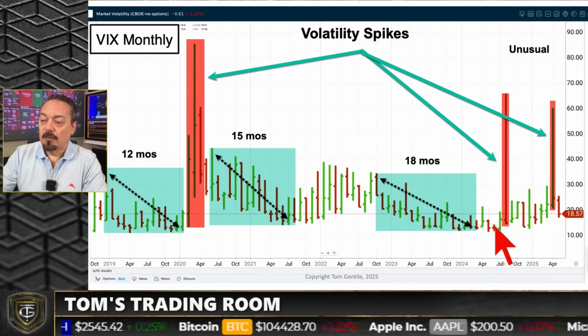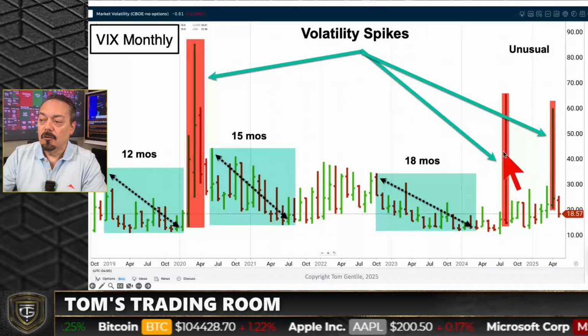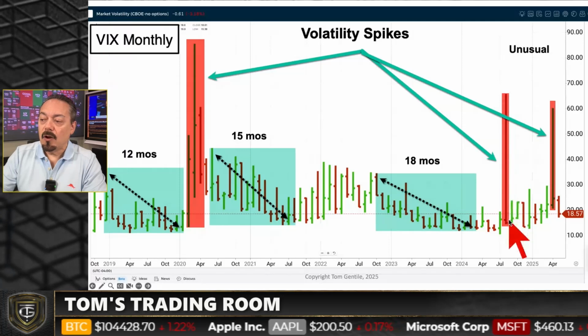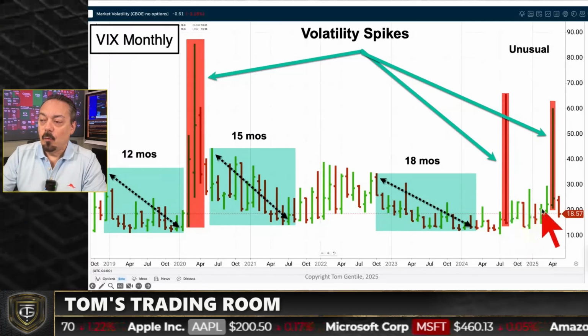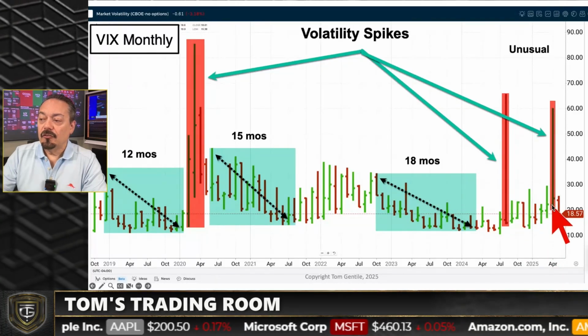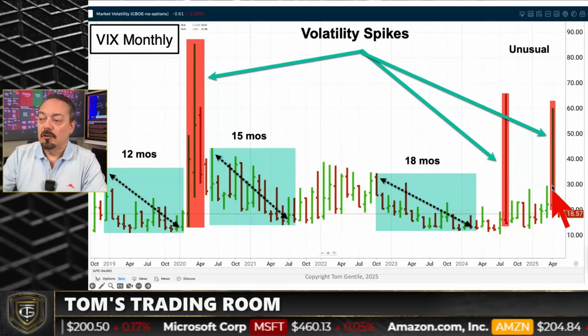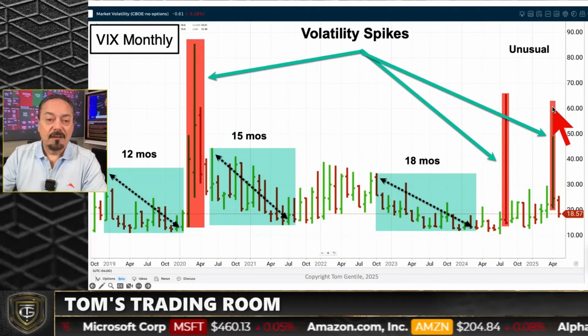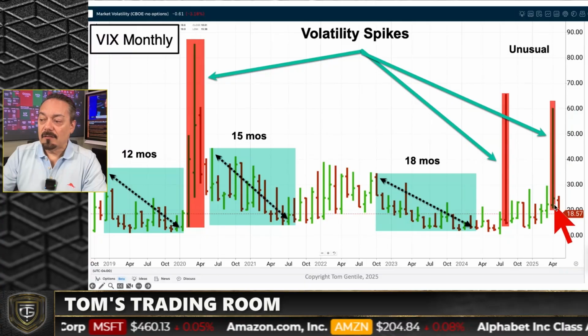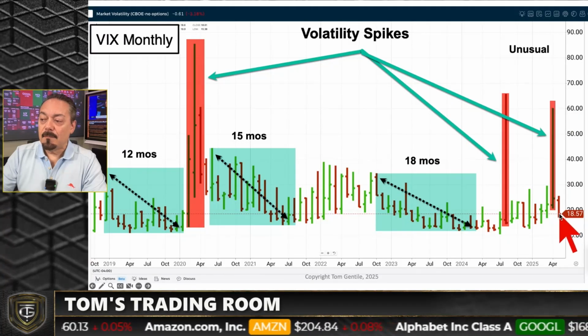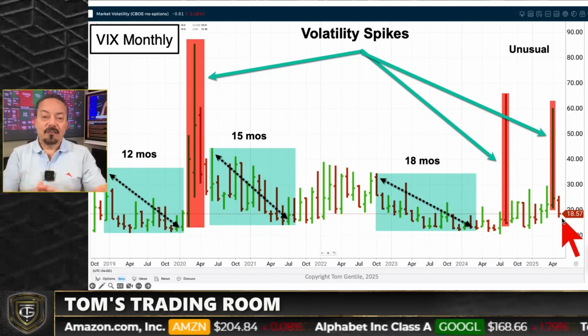And then, of course, coming into July 2024, we saw a huge spike, which then came right back down. And then once again, earlier this year, in March and April, huge spike, which ended at the beginning of April, came right back down. And as we're coming out of May, coming into June, we're in the high teens.